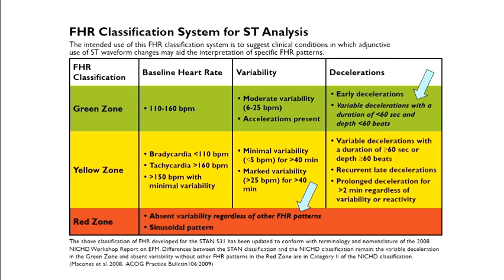However, we all know that absent variability, even without deceleration, is a significant pattern, and therefore in the STAN it's put in the red zone, not in the category 2 or the yellow zone for the STAN analysis. So these are the two major differences between what we're going to use in the STAN versus what is used in NICHD and ACOG criteria.